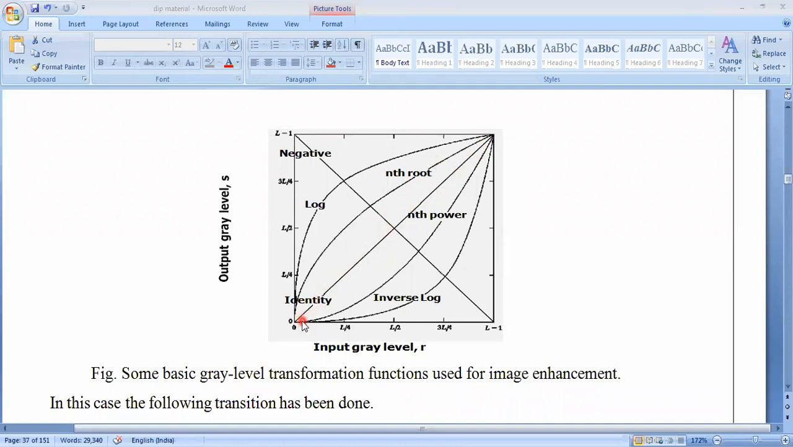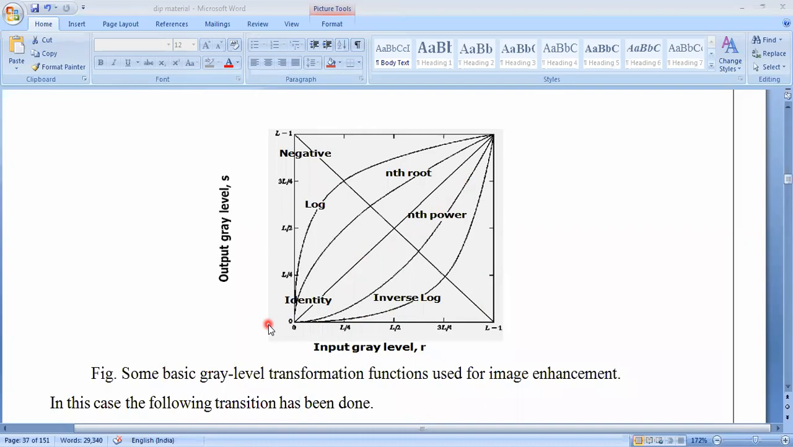If you see 0 0 గా మ్యాప్ చేస్తుంది, L by 4 ని L by 4 గా మ్యాప్ చేస్తుంది, L by 2 ని L by 2 గా మ్యాప్ చేస్తుంది, 3L by 4 ని 3L by 4 గా మ్యాప్ చేస్తుంది, L minus 1 ని L minus 1 గా మ్యాప్ చేస్తుంది. So the transfer function is like this. It is called an identity transfer function. Identity transfer function or linear transfer function. There is no change in the input image to the output image. అరే ఓకే, ఇక్కడ ఇన్పుట్ ఇమేజ్కి అవుట్పుట్ ఇమేజ్కి ఏమి డిఫరెన్స్ ఉండదు, సేమ్ ఉంటుంది. సో దేర్ ఇస్ నో ఎనీ మాడిఫికేషన్. ఇన్పుట్ ఇమేజ్ చూసి అవుట్పుట్ ఇమేజ్ చూస్తే సేమ్.